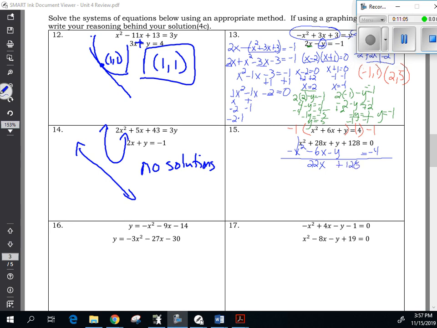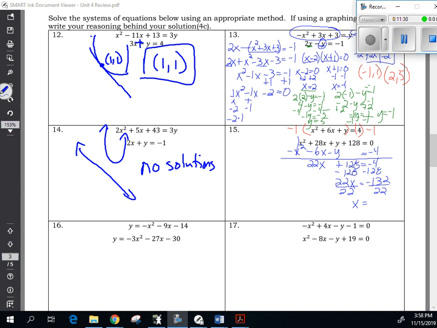And now we have something very familiar. It's just a regular equation that I need to solve. So I subtract 128, I subtract 128, so I have 22x is equal to -132. I divide by 22, divide by 22, x is equal to -6.